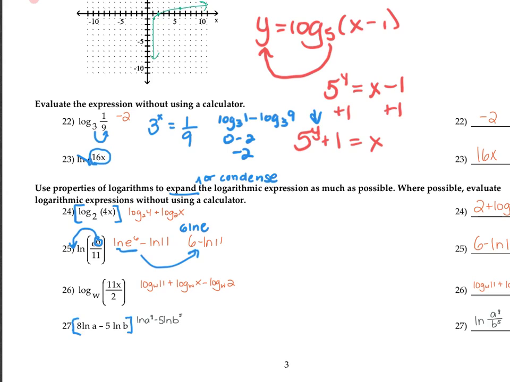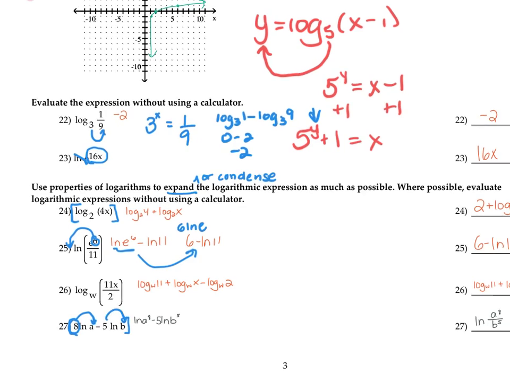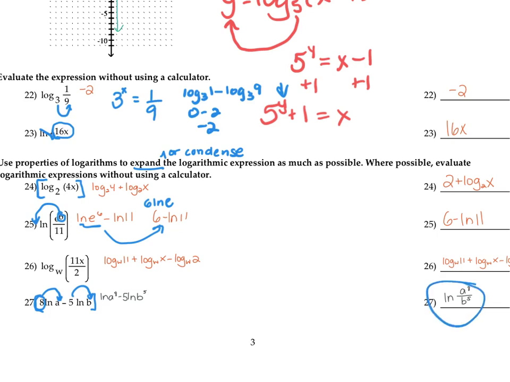26, expand it, would be log base w of 11 plus log base w of x minus log base w of 2. And then 27, you're condensing. So now the number on the front is going to go to the exponent. That would become a to the 5th. The 5 goes to the top. That would be b to the 5th. And then there is 1 ln when you condense, a to the 5th, sorry, a to the 8th over b to the 5th.